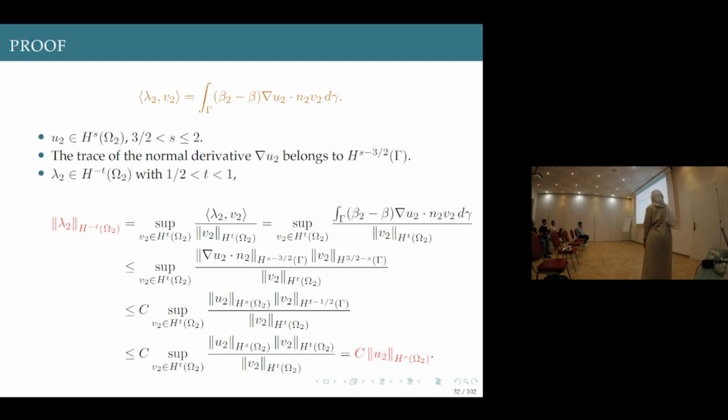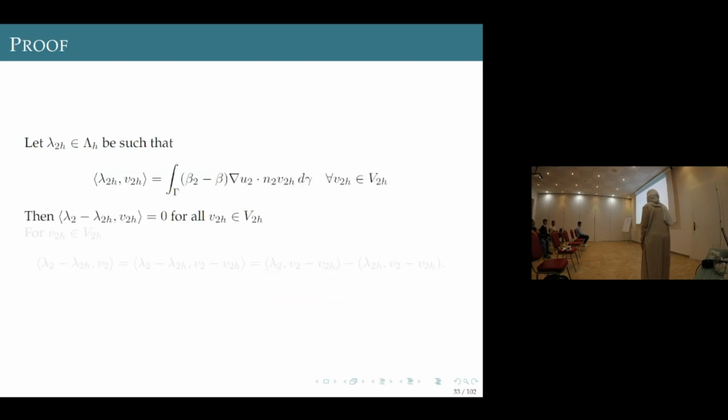And then using the trace theorem, we move from the interface to the entire domain. So S minus 3/2 will become S, and this one in here will become HT. Cool? Those cancel each other, so we get that the supremum is no longer needed, and the H^(-T) norm of lambda 2 is bounded by the HS norm of U2.